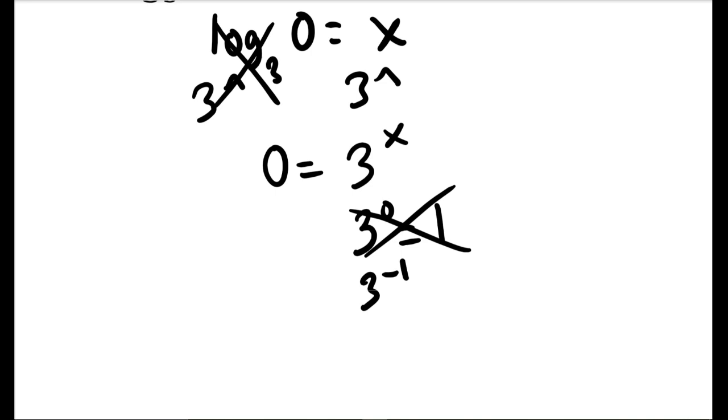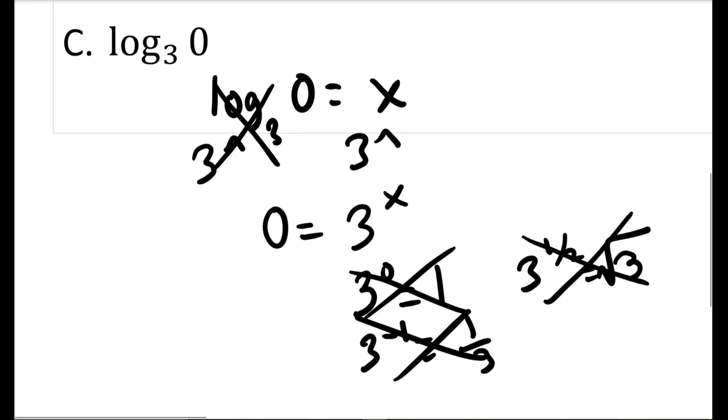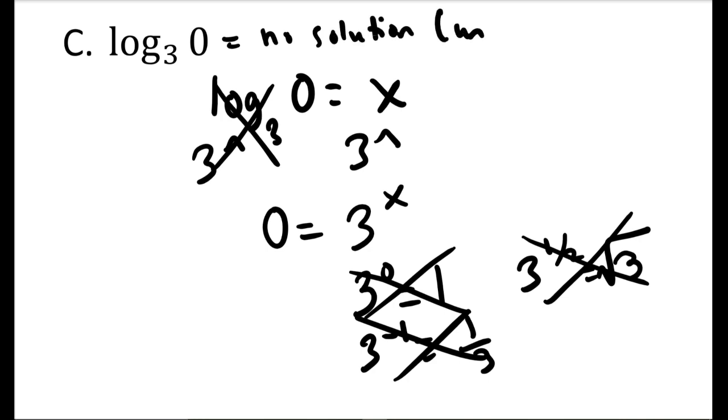We know that 3 to the negative 1 is 1/3, so that's not going to work. So you can't plug in negatives, you can't plug in positives, and if you try to plug in a fraction, well, that's just equal to the square root of 3, which again is not equal to 0. So this doesn't work either. So there is no number that you can plug in to get 0 here. Therefore, this has no solution. So therefore, we're going to have to say that this is undefined. Okay, so there is no solution. Undefined, I guess you could say. So you can't take the log of 0. Okay, so that's not something that you can do.